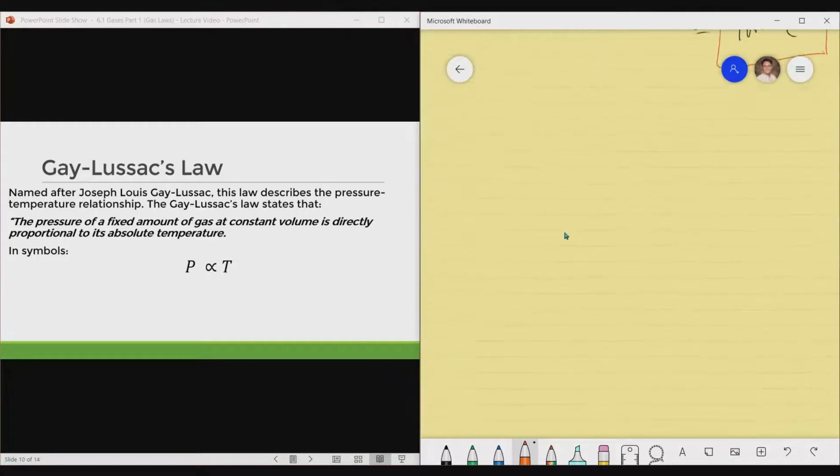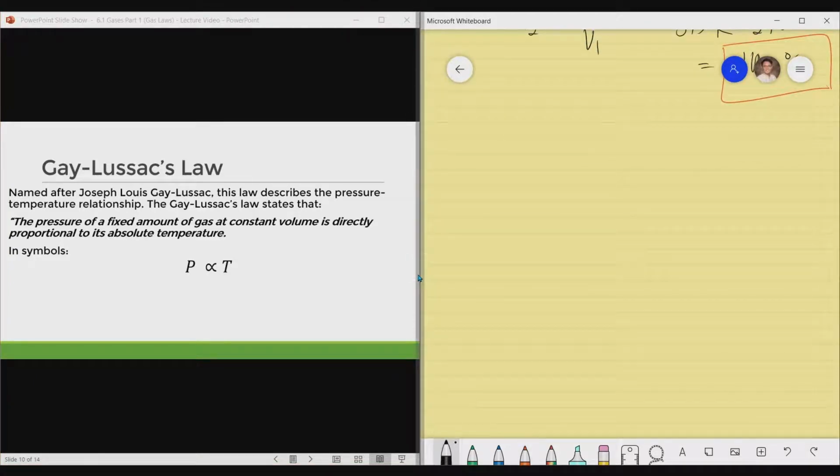Moving on, the next law that I will be discussing is Gay-Lussac's law. It was named after Joseph Louis Gay-Lussac. This law describes the pressure-temperature relationship. Gay-Lussac's law states that the pressure of a fixed amount of gas at constant volume is directly proportional to its absolute temperature. So let me write that one.